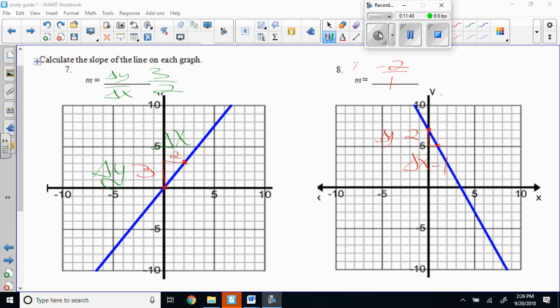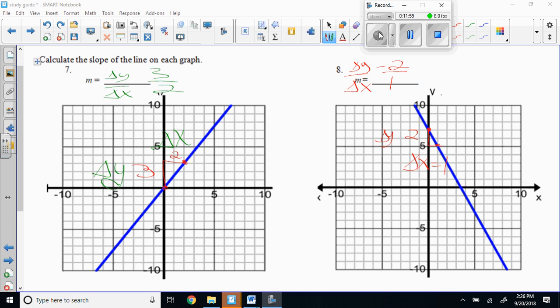Negative 2 over 1. Do not write 1 over 2, ladies and gentlemen. If you write changing y over changing x on these things, when you put them in, you will not make a mistake. Your eyes will see it. Things will happen. It's called learning. And it's called recall of understanding.